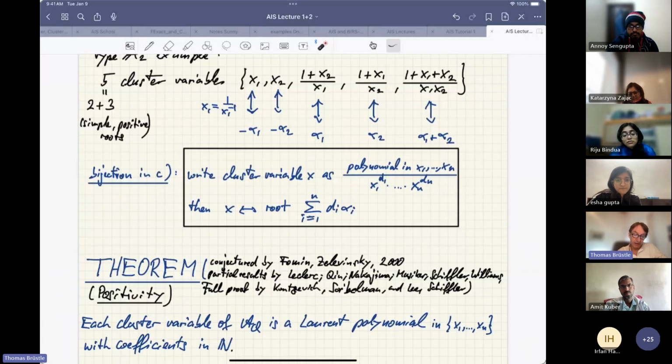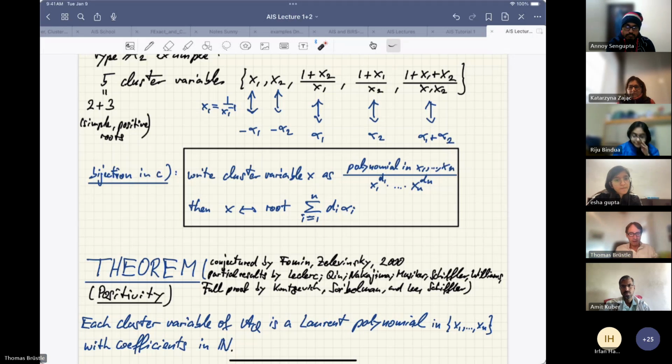And then there was a long history. There are partial results by many people: Leclerc, Chin, Nakajima, Musiker, Schiffler, Williams did it in the context of cluster algebras coming from surfaces, which I would like to discuss later in the week. And the full proof was given by two groups. One is Lee and Schiffler. They did a kind of brute force combinatorial proof. And the other one was by Gross, Hacking, Keel and Kontsevich, which used sophisticated techniques. This is a complicated result.